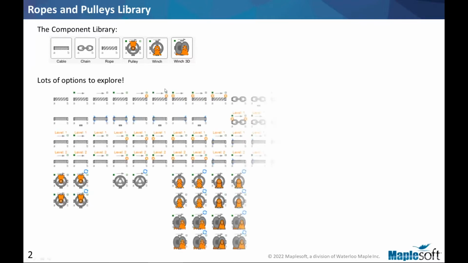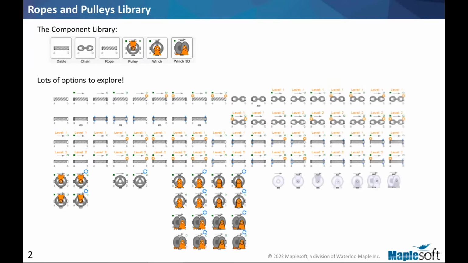The library itself expands to many different subgroups and options depending on what component options you select. Some of these options we will touch in this session, some we don't. I hope that you still have time to explore the library on your own after this session. The components are compatible with each other, so you can use chain, rope, and cable with pulley, winch, and winch 3D.